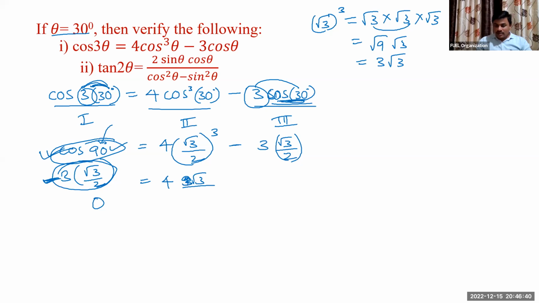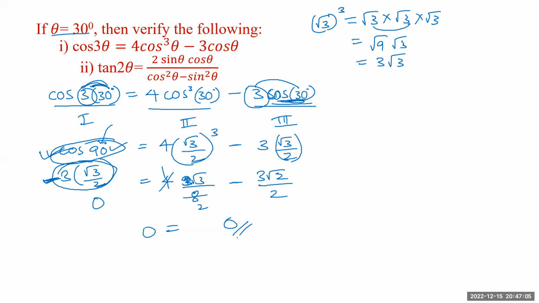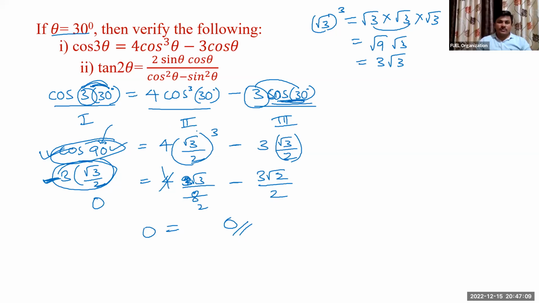Right? 3 root 3, yes. Divided by 2 cube, which is 8. 4 ones are 4, 4 twos are 8. So minus. Here also you simplify. 3 root 3 divided by 2. So 3 root 3 by 2, 3 root 3 by 2. If you subtract both, you will get 0. So LHS is equal to RHS. Understood? Yes, sir. Okay. Second one, you solve it now. Second question.